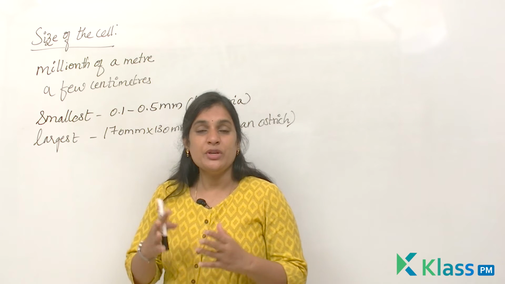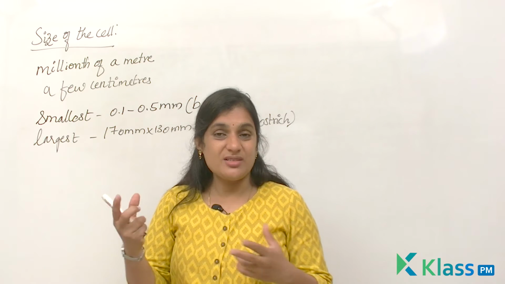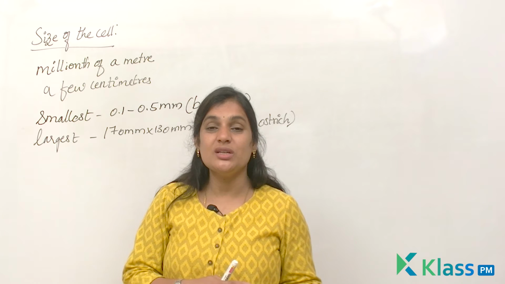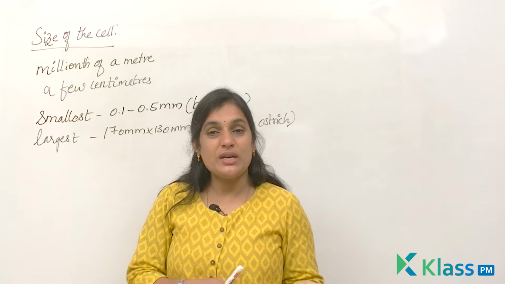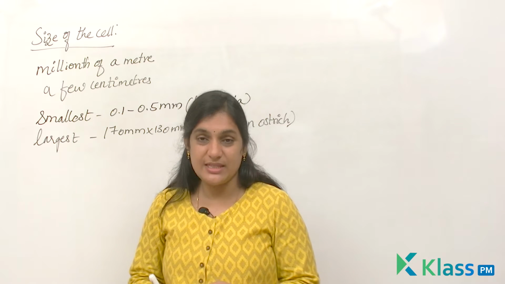As I've told you, both elephant and rat have the same size nerve cells, but the size of the rat is small, whereas the size of the elephant is big. So what did you understand? The size of the body is in no way related to the size of the cell.